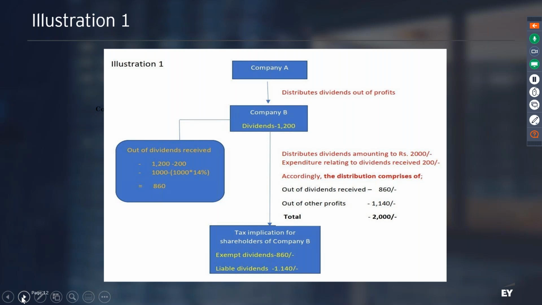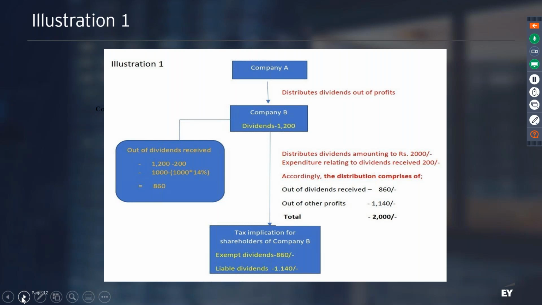Also, as I explained earlier, an expenditure of rupees 200 has been identified by company B as incurred in earning such dividend income. So our question is, what would be the tax implication for the shareholders of company B? To resolve this matter, let's quantify the exempt component and the liable component of such dividend income. You can also join and try working on this illustration with me. So let's start the working.